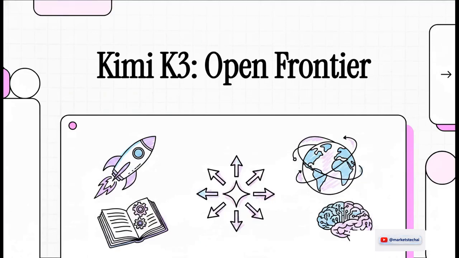Welcome to This Explainer. Today, we're unpacking something that is quite literally rewriting the rulebook for open-weight artificial intelligence, Moonshot AI's Kimi K3. We're going to explore exactly how this system was built, how it stacks up against the absolute giants of the industry, and ultimately, what it signals for the global future of AI.